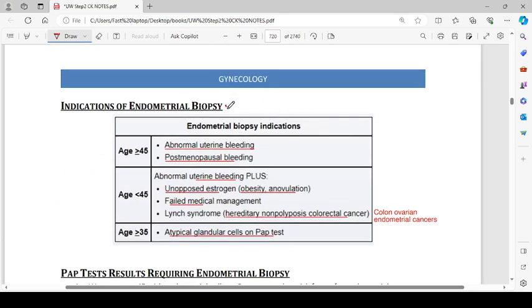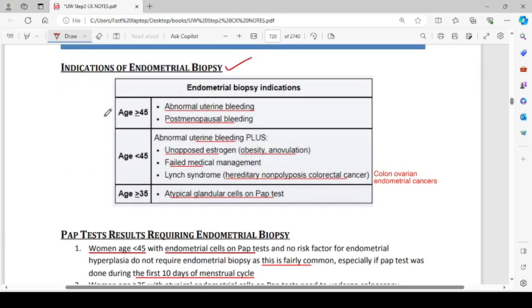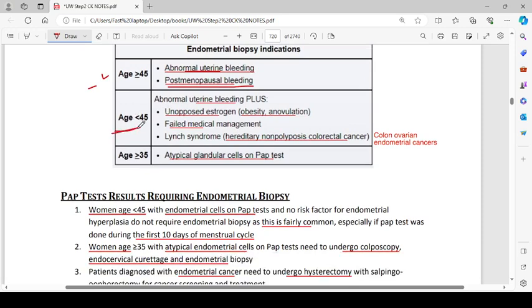What are the indications to do an endometrial biopsy? If age is more than 45: abnormal uterine bleeding and post-menopausal bleeding. For age less than 45: abnormal uterine bleeding with unopposed estrogen, obesity and anovulation, failed medical management, and Lynch syndrome, that is hereditary non-polyposis colorectal cancer, colon, ovarian, and endometrial cancer. Age more than or equal to 35 with atypical glandular cells on Pap smear.